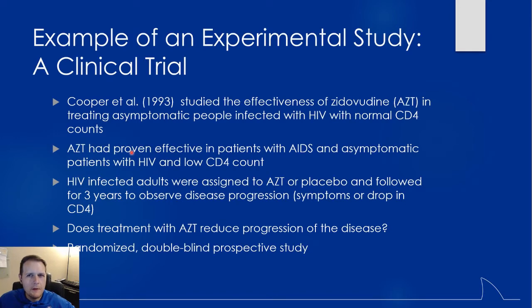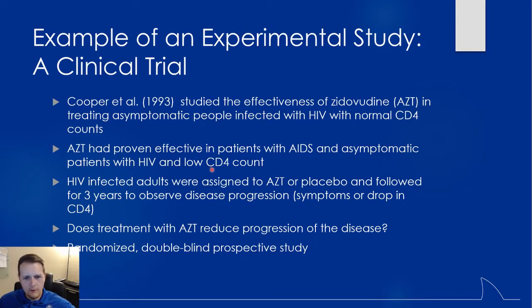Let's look at an example of an experimental study. This is actually a clinical trial that was done back in '93, and basically they were looking at the effectiveness of zidovudine, which is an antiretroviral drug used in the treatment of HIV, and they were treating asymptomatic people infected with HIV who at the time had a normal CD4 cell count. Okay. AZT had previously been shown to be effective in patients with AIDS, in patients who are asymptomatic but had a low CD4 count.